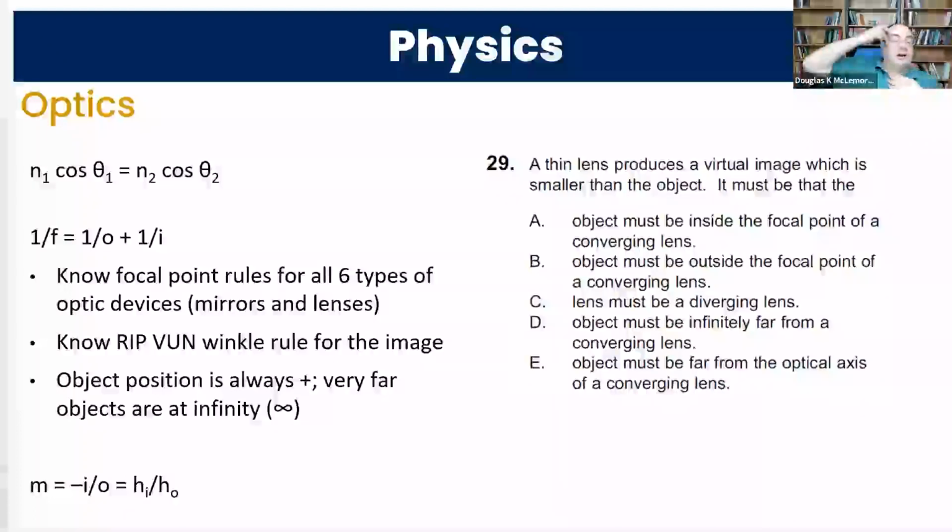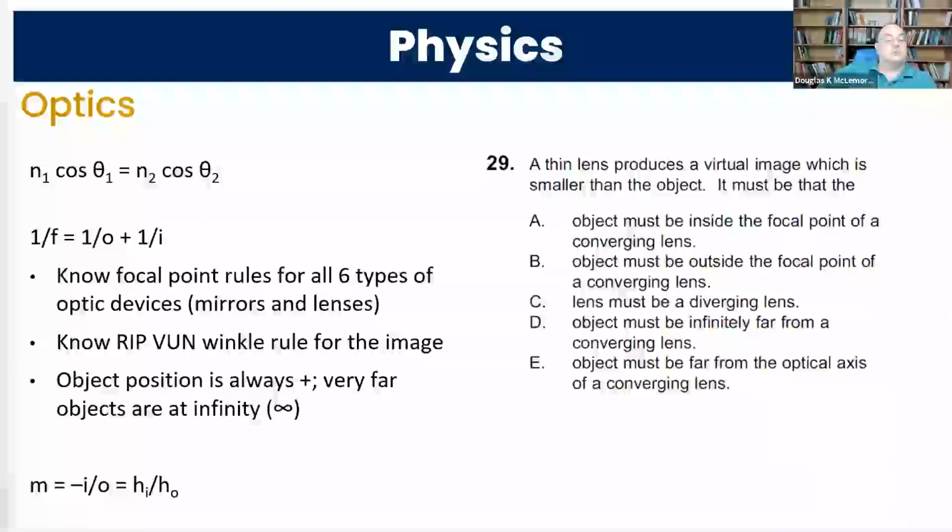You've got to know Snell's law, because you're going to be seeing Snell's law questions about angle of reflection and angle of refraction. You should know the thin lens formula, 1 over focal point equals 1 over O plus 1 over I. And know all of the focal point rules for all 6 types of optic devices, which is flat, concave, and convex mirrors and lenses. You need to know all 6 of those rules.